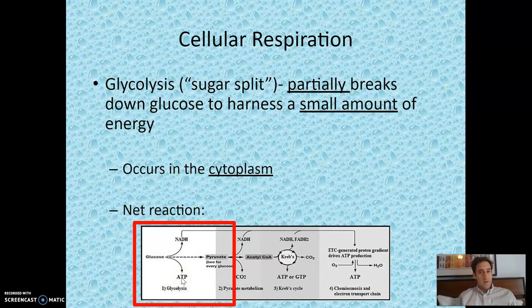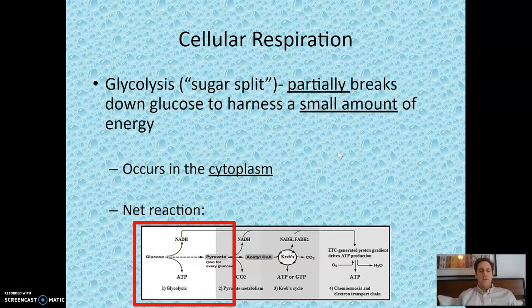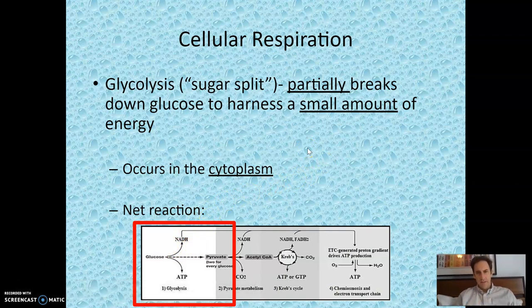Remember, that's our $20 bill. That's what we're trying to make: energy. And we get some of this thing called NADH. Now, hopefully you remember from our last screencast that NADH is one of those electron carriers. It's kind of that intermediate holder of electrons.